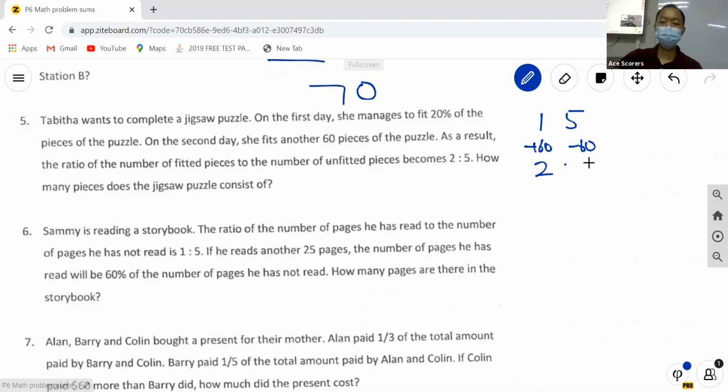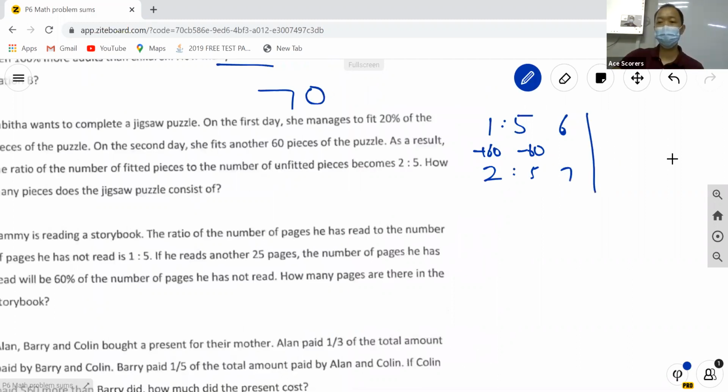So the clue here, of course, is both totals should be the same. This should be this 6 and this 7, right? So I need to make this the same. How do I make this the same? Find 42. Here also 42. Here times 7, 7 is to 35. Here times 6, 12 is to 30. So 5 units is 60.